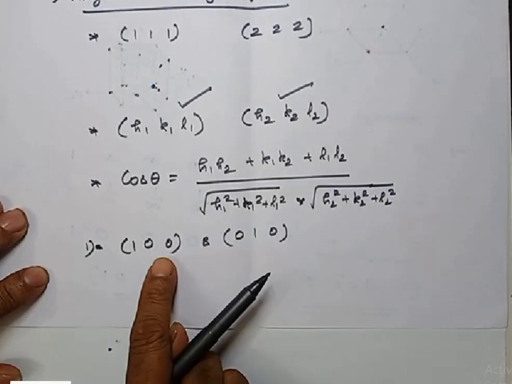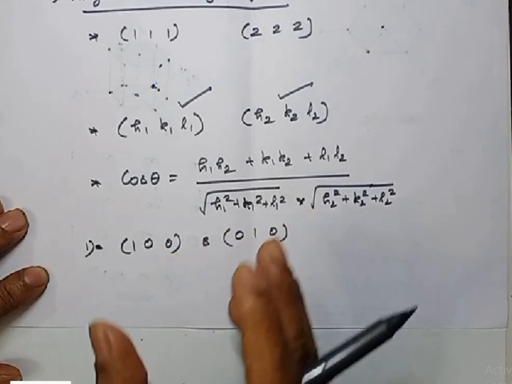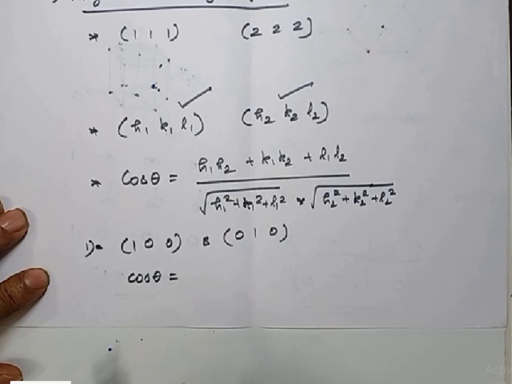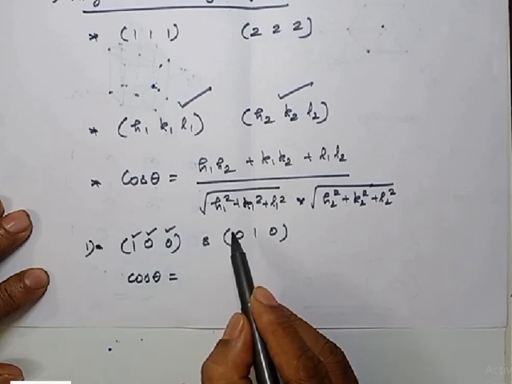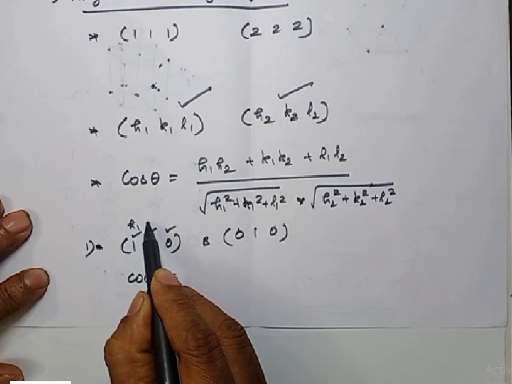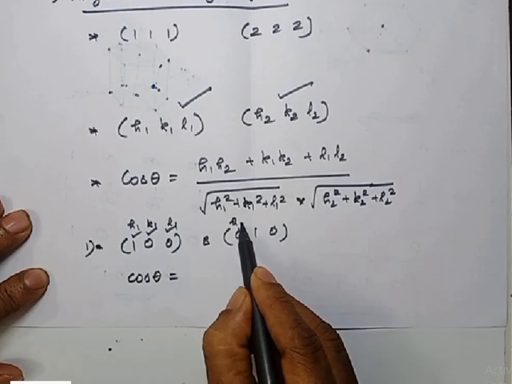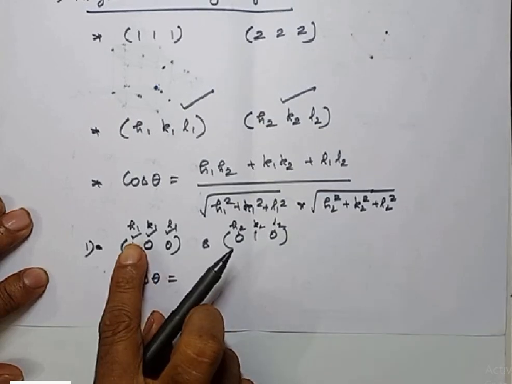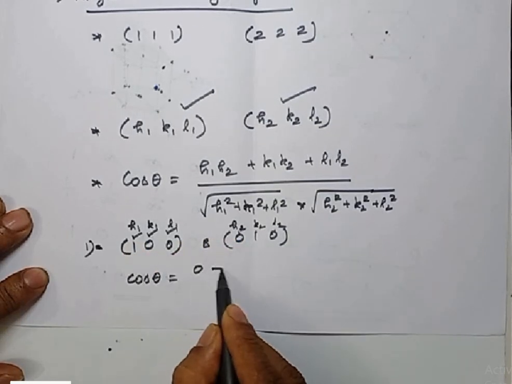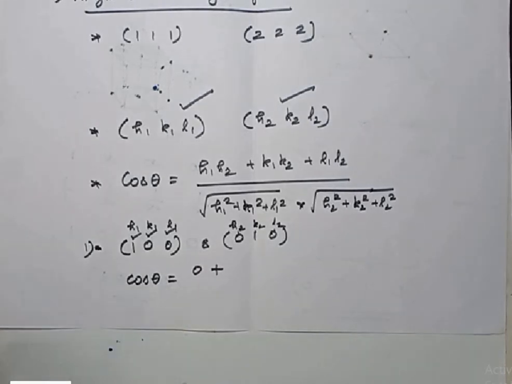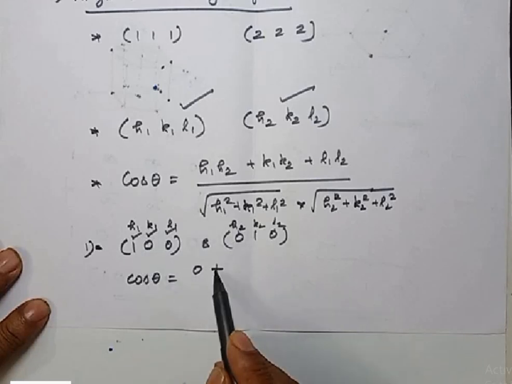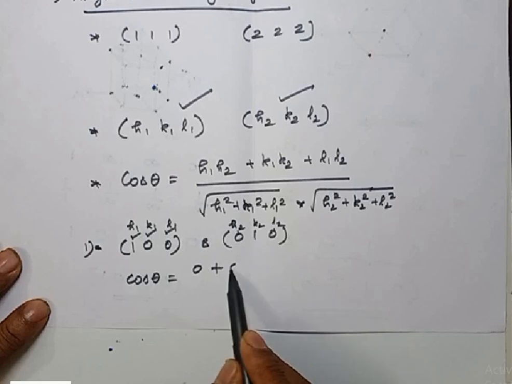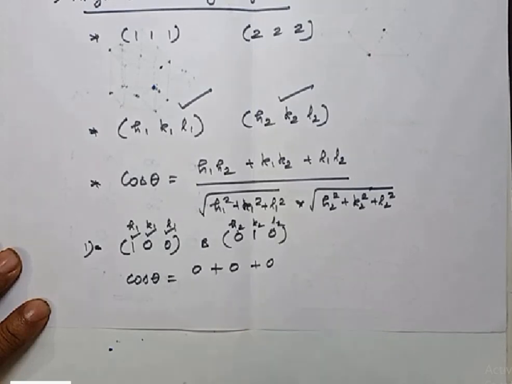Okay, take note. So let me show you how to use this formula. I have taken two planes here, the 1 0 0 plane and the 0 1 0 plane. What is the angle between these two? So you know very well, cos theta equal to, okay, this is H1, K1, L1 and this is H2, K2, L2. Now what you have to do? Multiply H1 and H2. So 1 into 0 is 0 plus K1 into K2, 0 into 1, 0, plus L1 into L2, that is also 0.